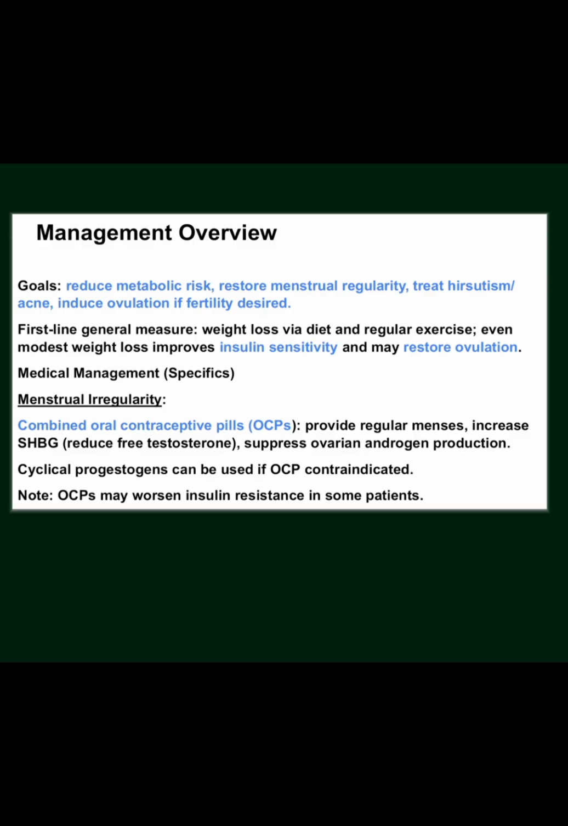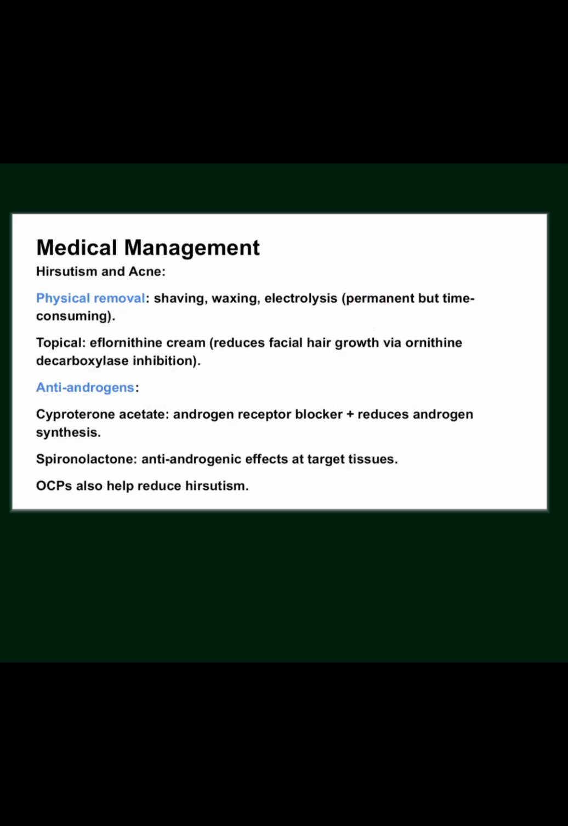For the medical management, if patients are coming with menstrual irregularities, we need to put them on combined oral contraceptive pills, which are going to help with providing regular menses, increase the sex hormone binding globulin, which is going to reduce the free testosterone and also suppress ovarian androgen production. We also need to put them on cyclic progesterones if oral contraceptive pills are contraindicated. Though oral contraceptive pills have been shown to worsen insulin resistance in some patients, the gold standard is combined oral contraceptive pills unless contraindicated.